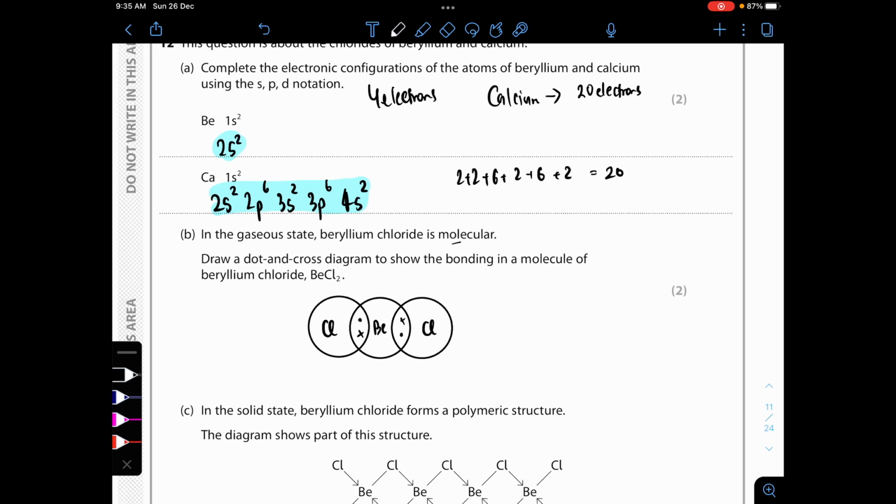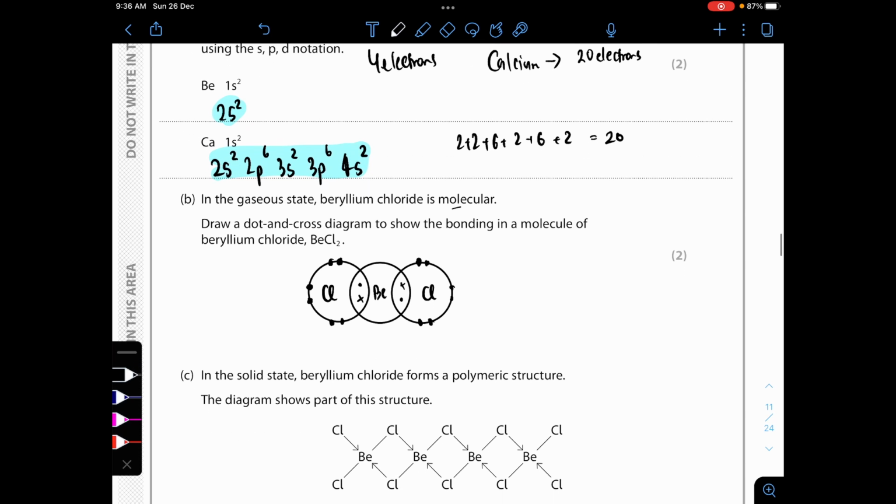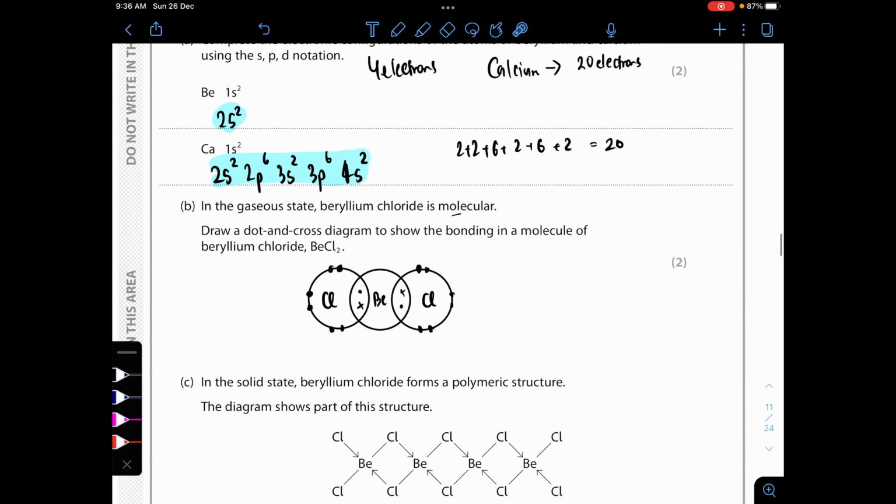So that's the 4 electrons of beryllium, and then the dots are used for the chlorine, so we have 7 of them. So we have this, and then we have 7 on this side as well. So that's how we get the 2 marks, to get 4 in the beryllium and 7 for our chlorine in total. Alright, let's now move on to part C.